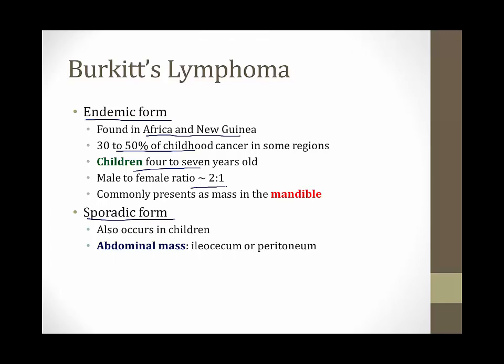And very high yield for you to know this fact, that the endemic form of Burkitt's lymphoma commonly presents as a mass in the mandible. The mass in the mandible is a classic presentation of this form of Burkitt's lymphoma. The sporadic form, on the other hand, occurs outside of Africa and New Guinea. It can occur anywhere. It also occurs in children. And in contrast to the endemic form, this form of Burkitt's lymphoma presents as an abdominal mass, usually in the ileocecum or in the peritoneum.